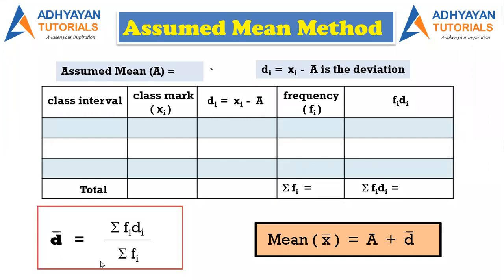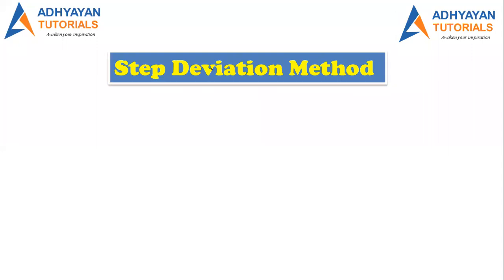Now, don't worry. Finally, I will go ahead with the next method. That is step deviation method. Now, students, for your knowledge, assumed mean method has one more name. Assumed mean method is also called the shift of origin method, the method that we studied in the previous lecture. Today, we are going to understand step deviation method. It is also called the shift of origin and scale method.